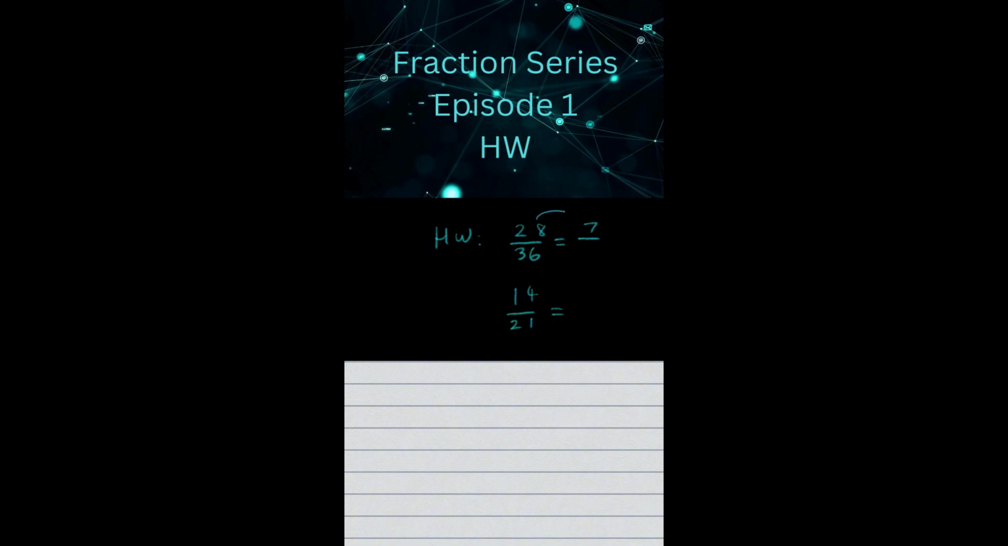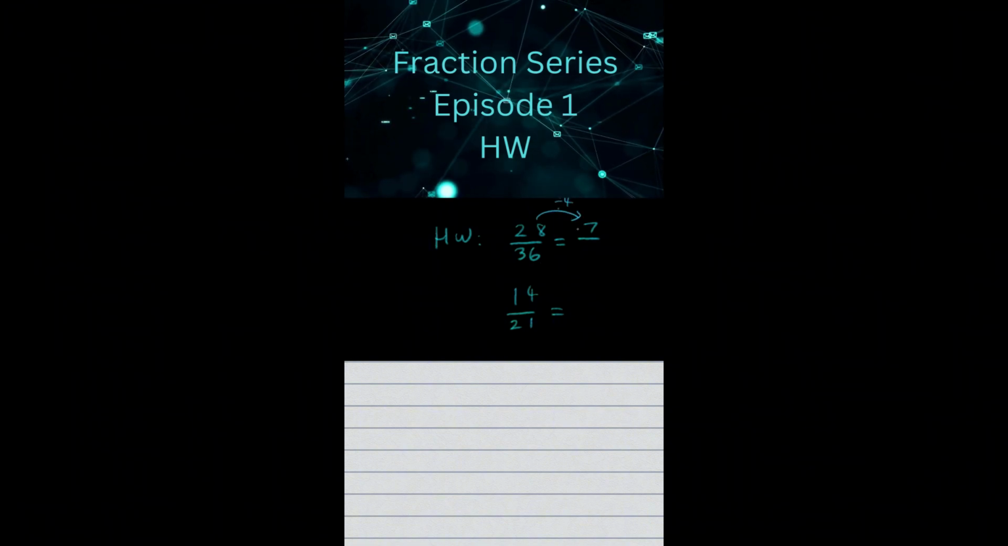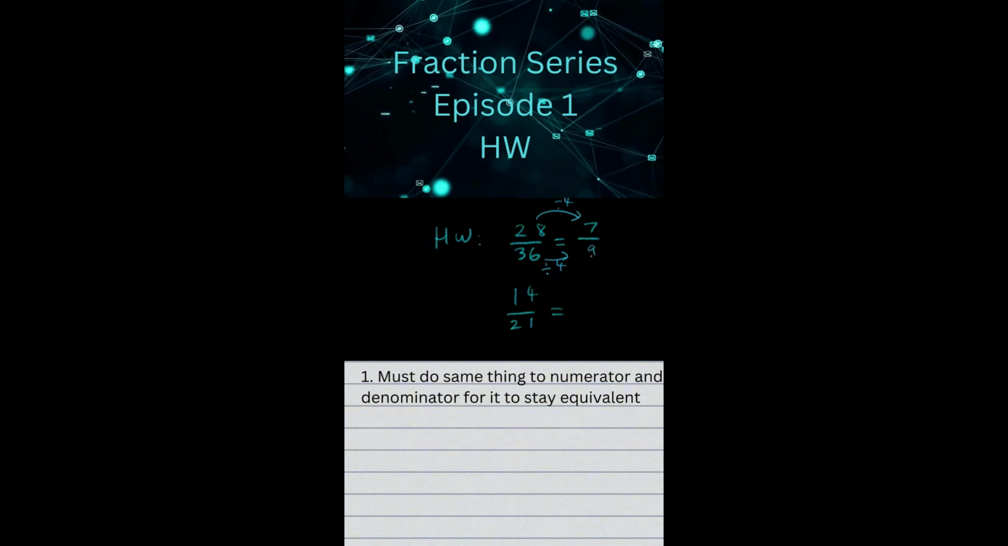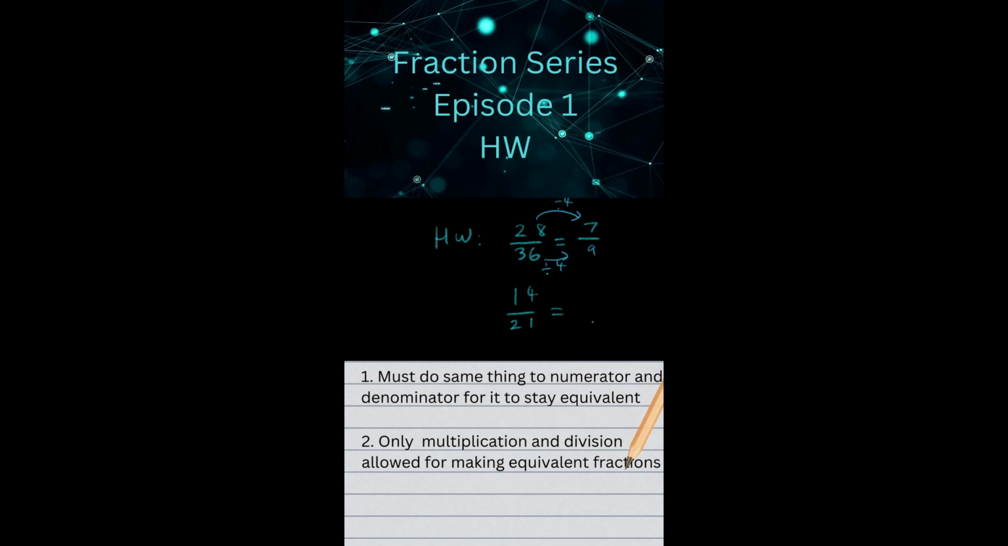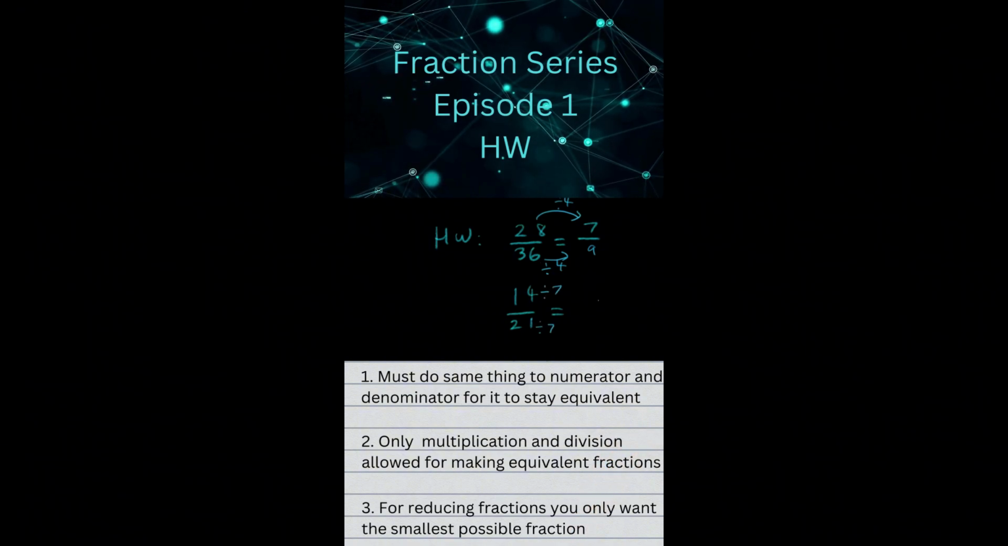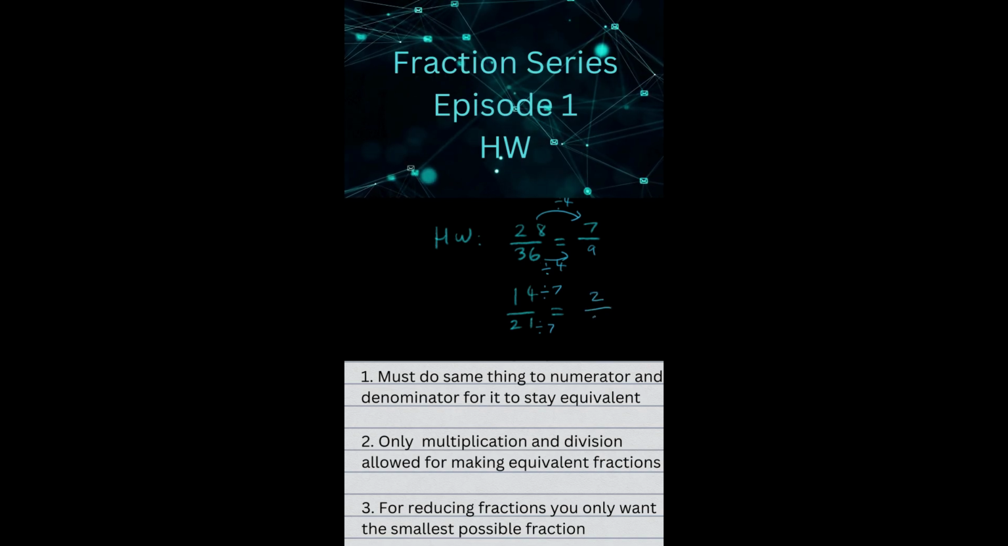So here we're going to go with 28 divided by 4, and that's going to give us 7. So we're going to do the same thing to the 36. 36 divided by 4 is 9. So that's the answer to homework question number 1. For the second one, it's a reducing fractions question. Here you want to look at what can we divide the top and bottom by. In this case, it's 7. 14 divided by 7 is 2. 21 divided by 7 is 3.